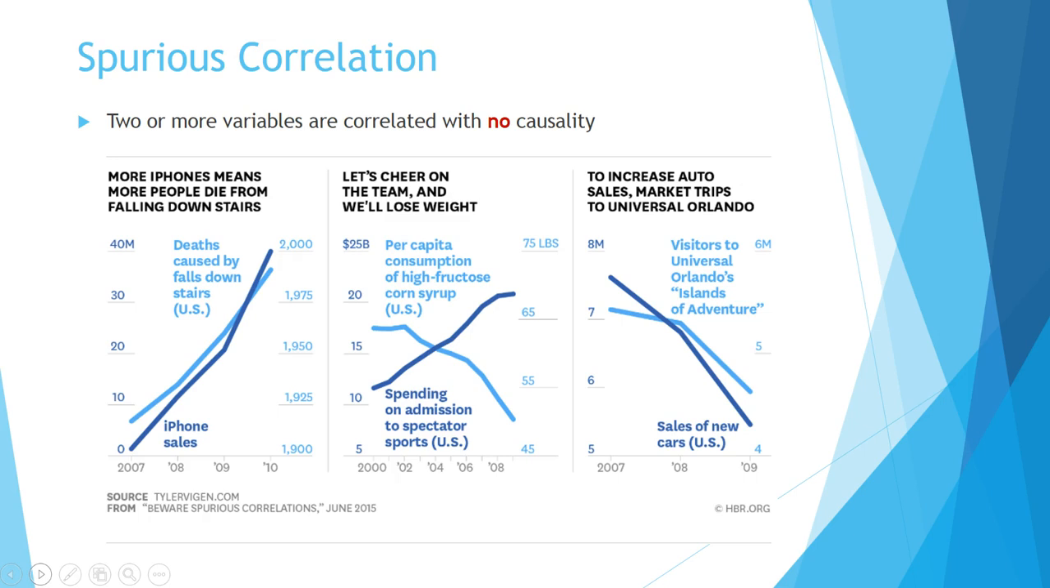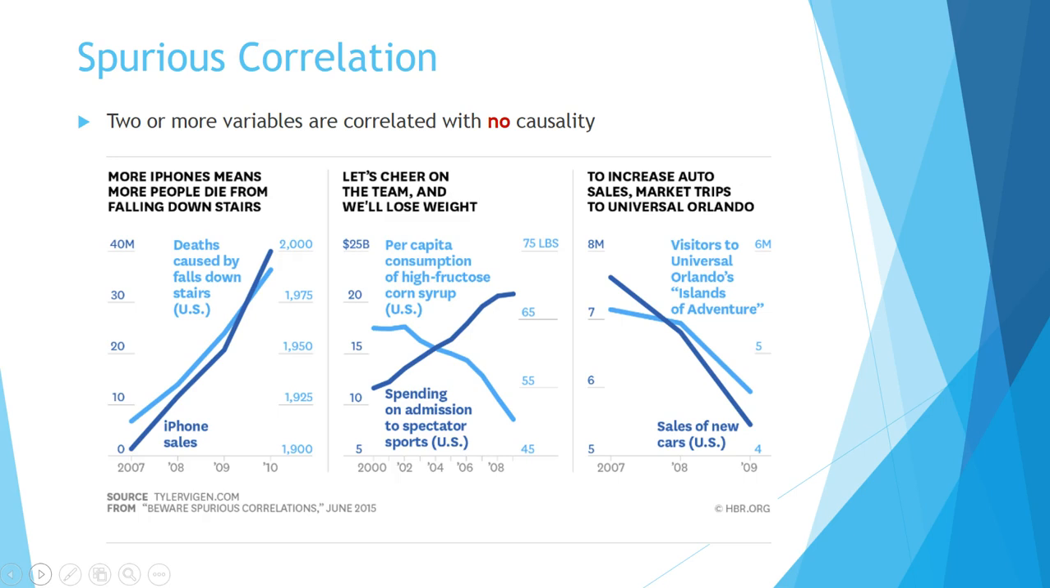In the first example, as iPhone sales increase, it looks like there's an increase in deaths from falling down the stairs. In the second example, as consumption of high fructose corn syrup decreases, the spending on admission to sporting events in the United States increases. And in the third example, as auto sales decrease, so do trips to Universal's Island of Adventures in Orlando. So when you're looking at these relationships, you have to look really closely and be aware of how they're charted.